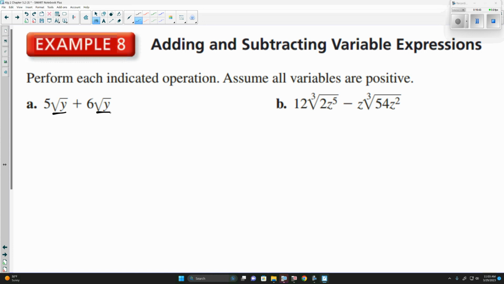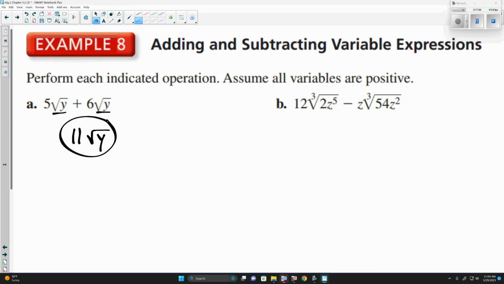So here, 5 square roots of y plus 6 square roots of y. Well, 5 plus 6 is 11 square roots of y. That's it. That's all I have to do.